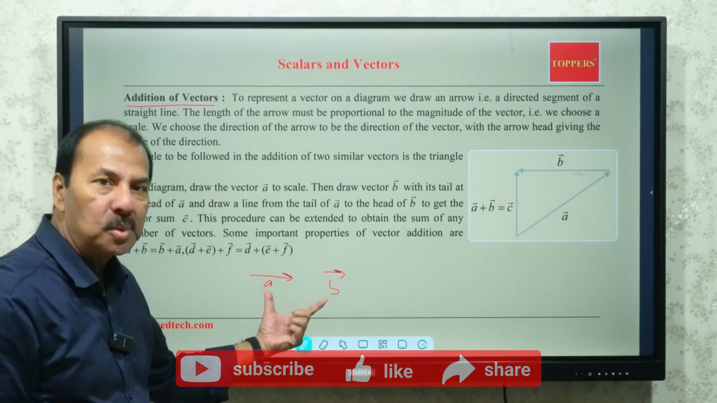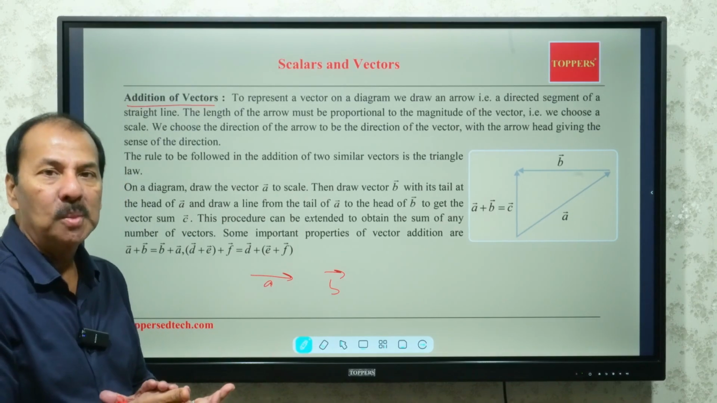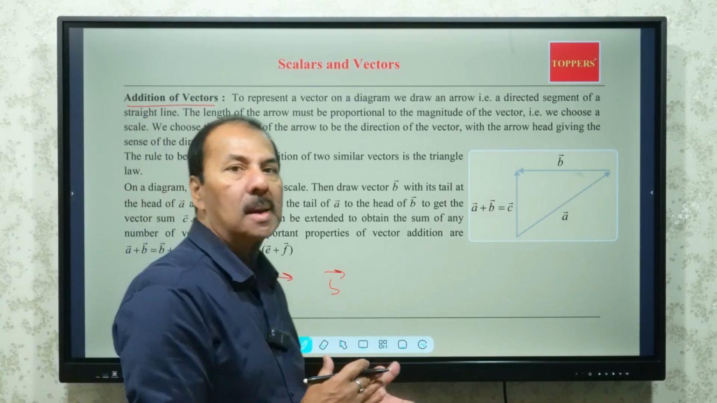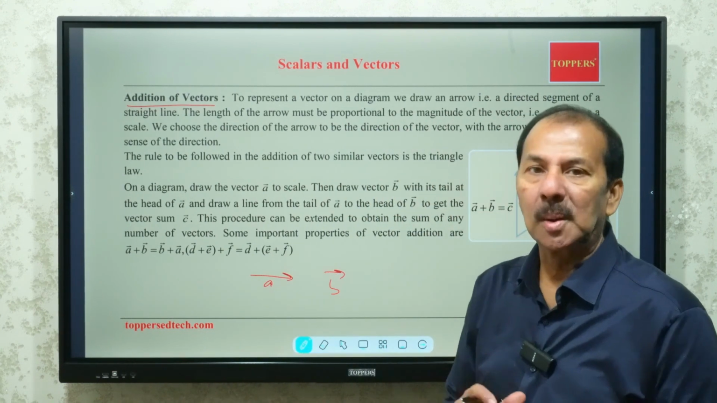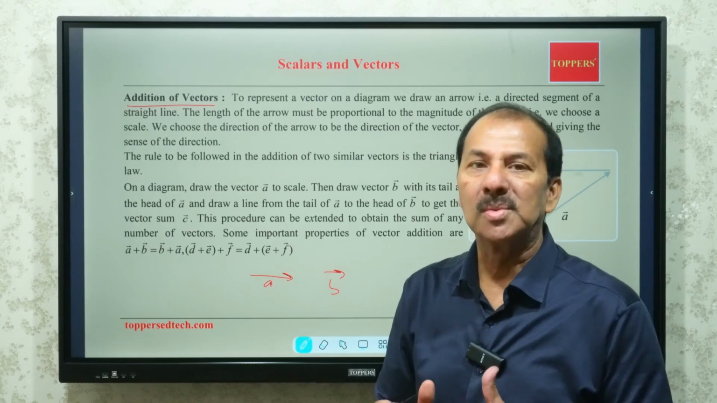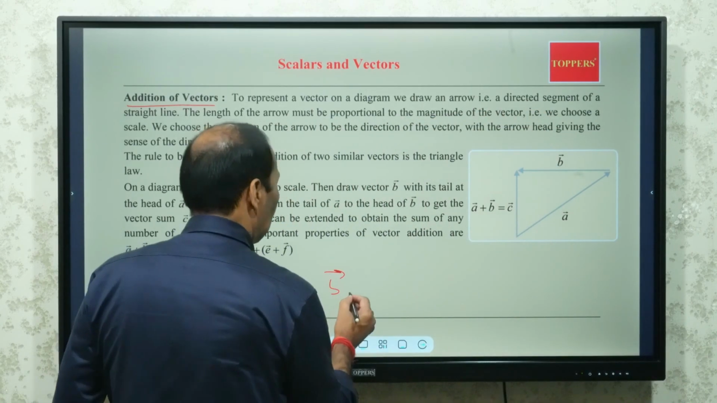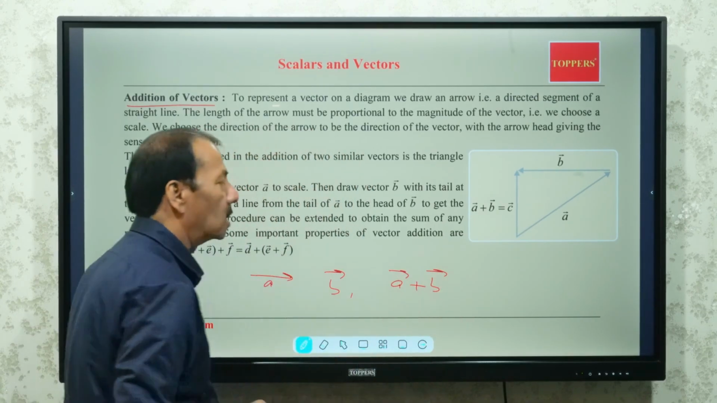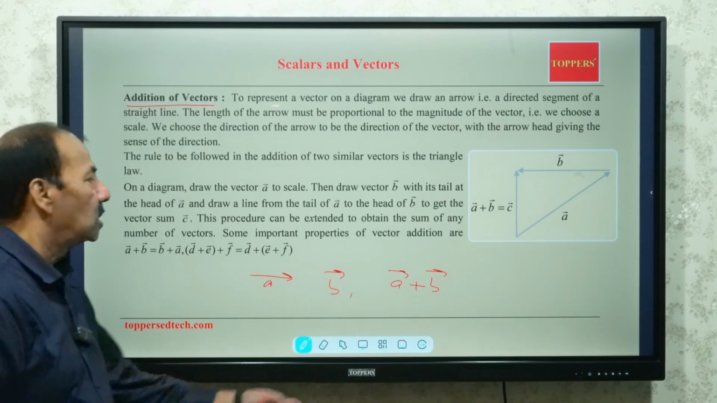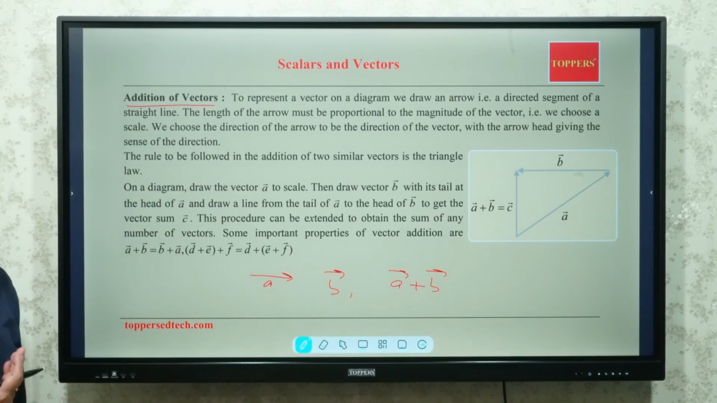When we say we have to add these two vectors, it means they are not to be added algebraically, because algebraically we can add or subtract only scalars. But when it is a case of addition of two vectors, it means we have to consider vector addition. So the representation as far as the addition is concerned will be vector A plus vector B.